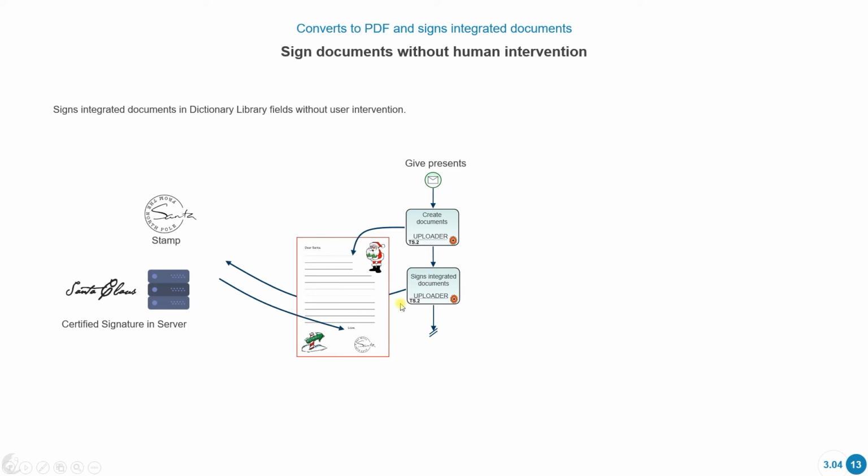So we could sign these documents manually. We'll see later that there are all kinds of different options to sign a document manually, but we can also do this automatically with a system task.